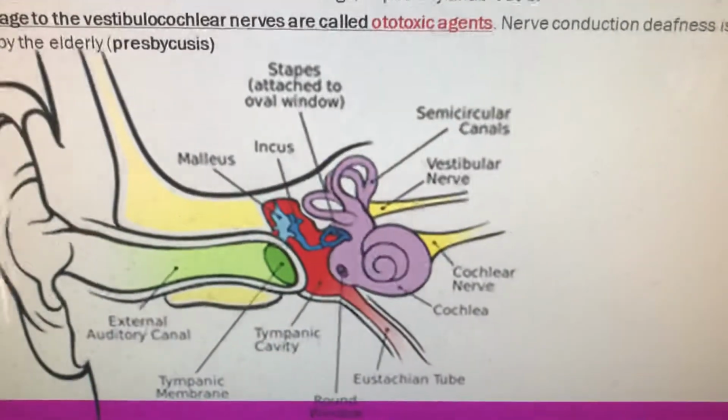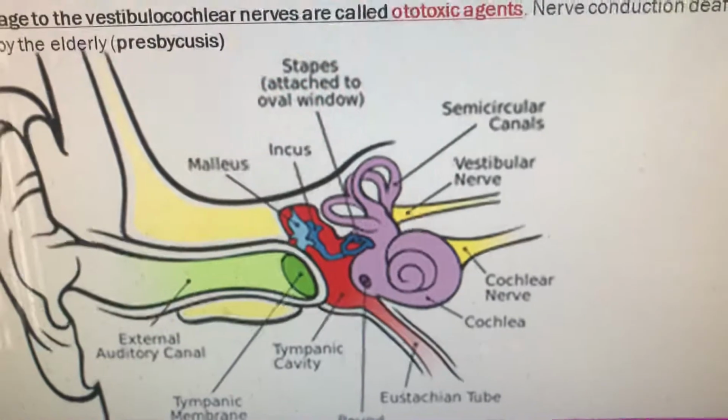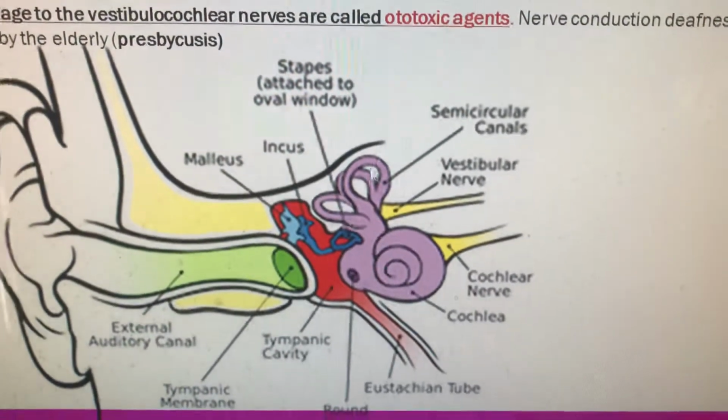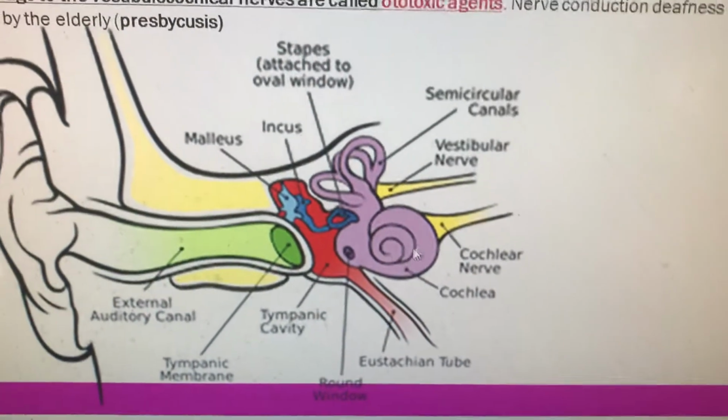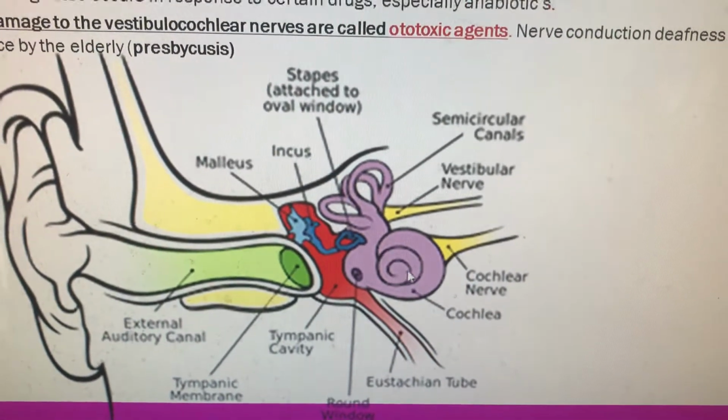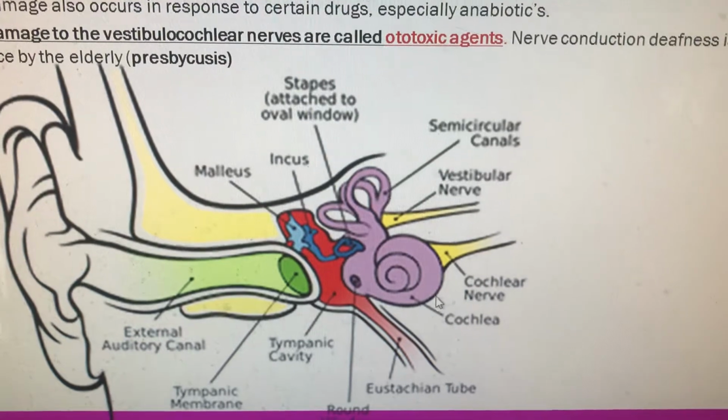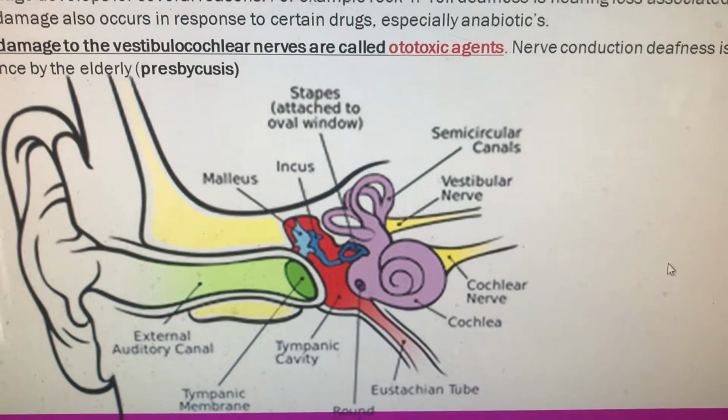So we'll zoom in here. So this snail shape that you see over here, that's your cochlea. And remember, that's the portion that is concerned with your hearing. Okay.